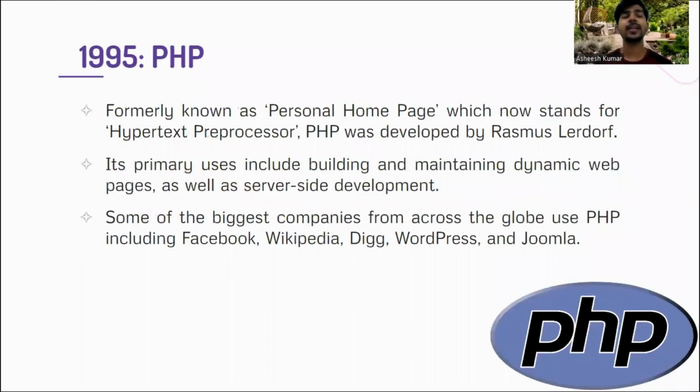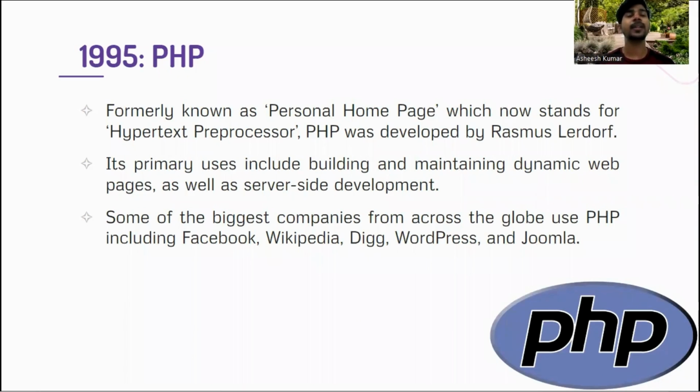PHP was introduced in 1995, formerly known as Personal Home Page, which now stands for Hypertext Preprocessor. PHP was developed by Rasmus Lerdorf. Its primary use includes building and maintaining dynamic web pages as well as server-side development. Some of the biggest companies across the globe use PHP, including Facebook, Wikipedia, WordPress, and Joomla. These are companies that use PHP on a big scale.